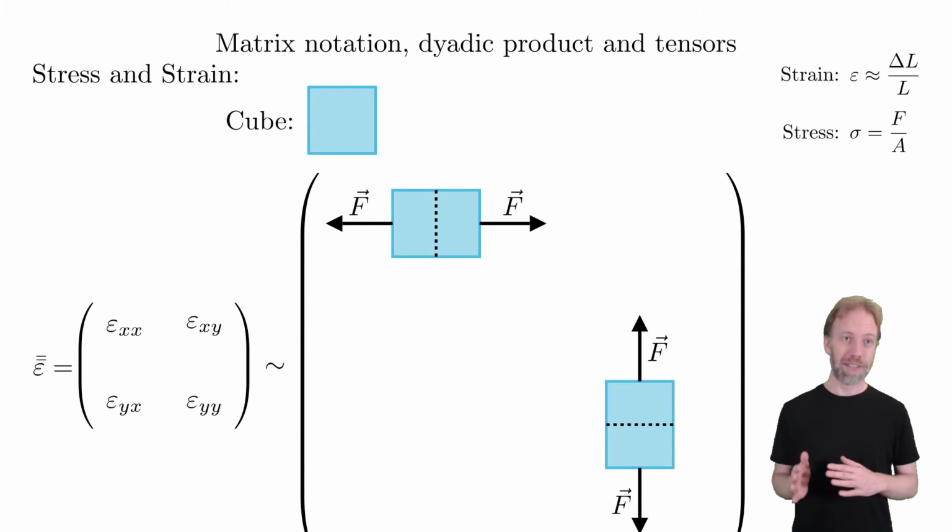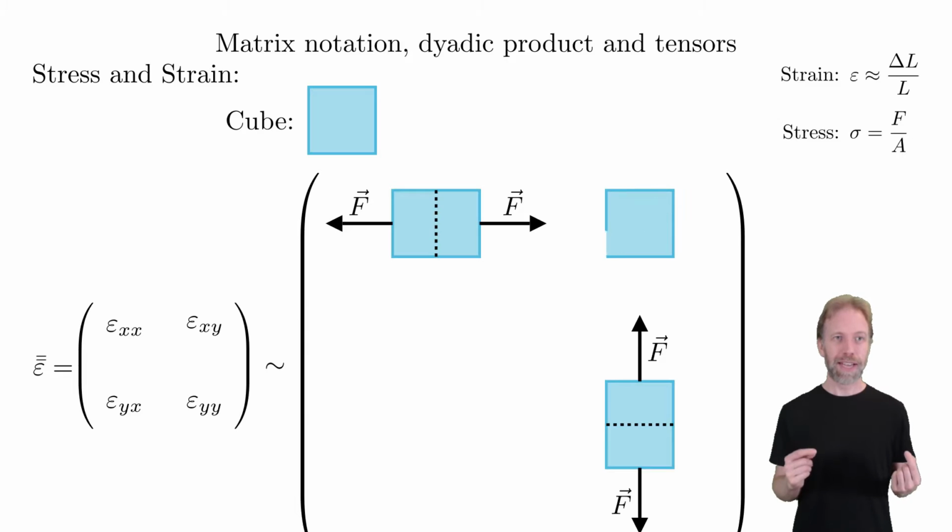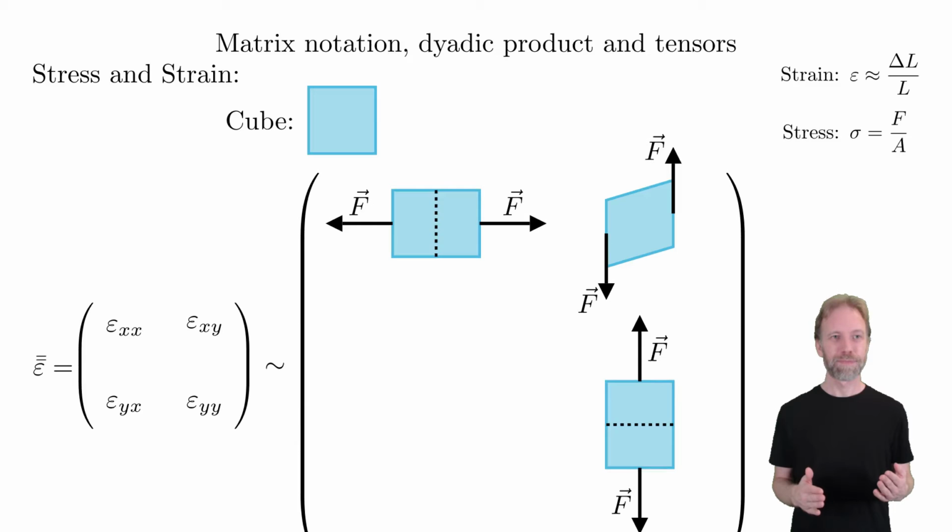These two terms are relatively similar, but what about the off-diagonal terms? For the xy term, we will offset the force in the x direction, but add the force in the y direction. This will create a different kind of deformation. The cross-section will now have its normal in the x direction just as the xx term.